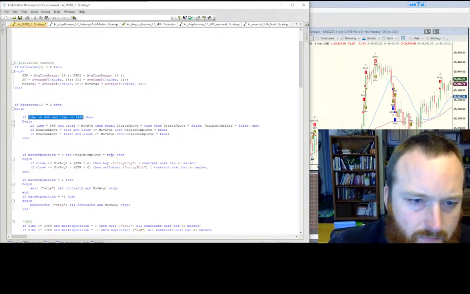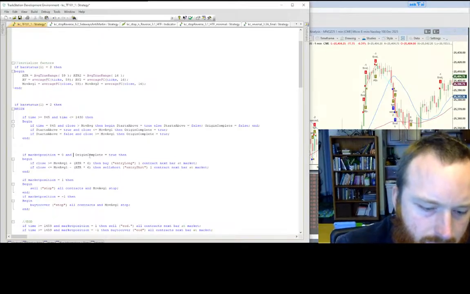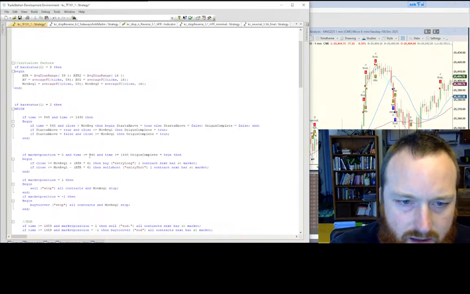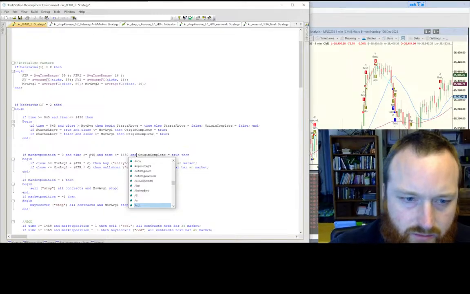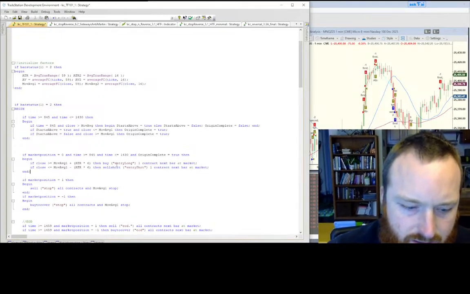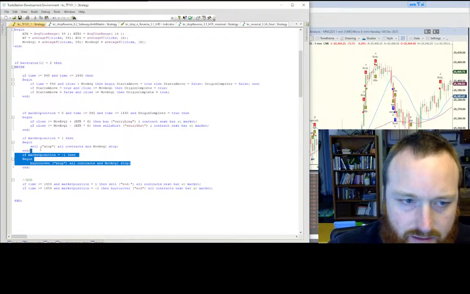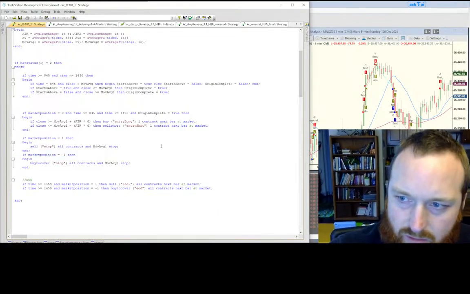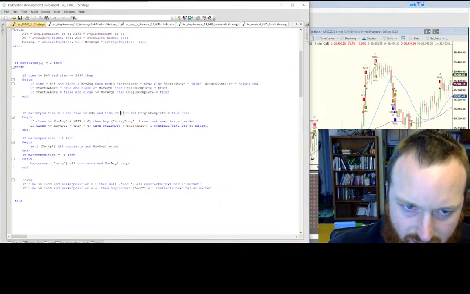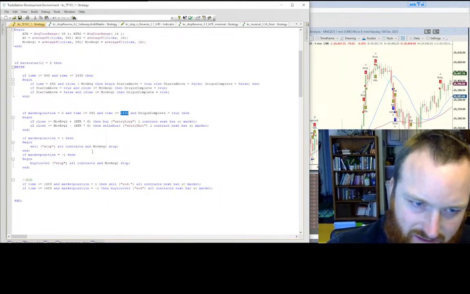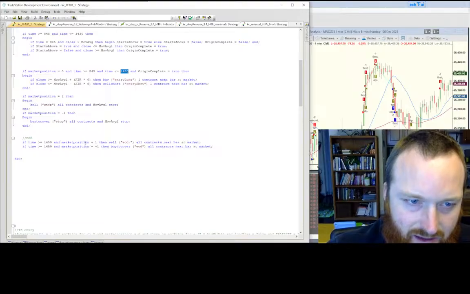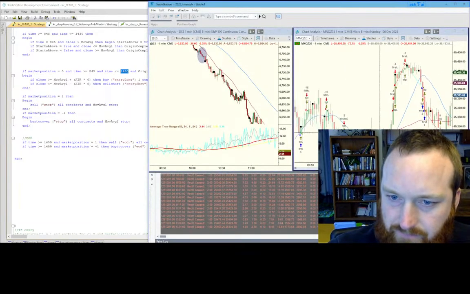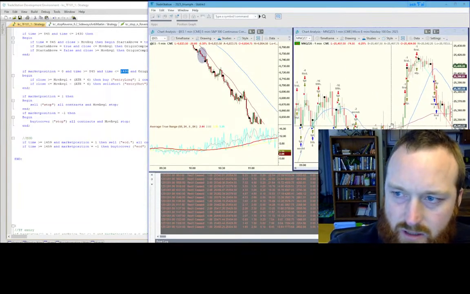Remember that time has to be like that, and origin complete equals true. Then you can start taking signals. You can take exit signals whenever you want. I don't have a time frame. I don't want to be stuck at 1435 and like, oh, no more exit signals. No, you always have to have that exit signal in. And that's it. That's all she wrote.